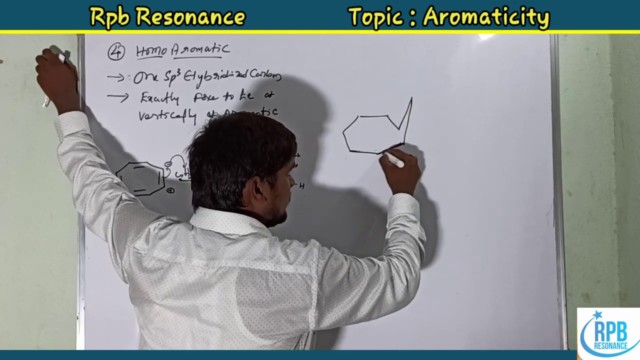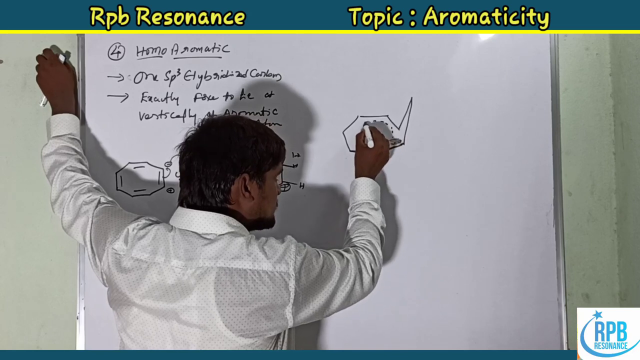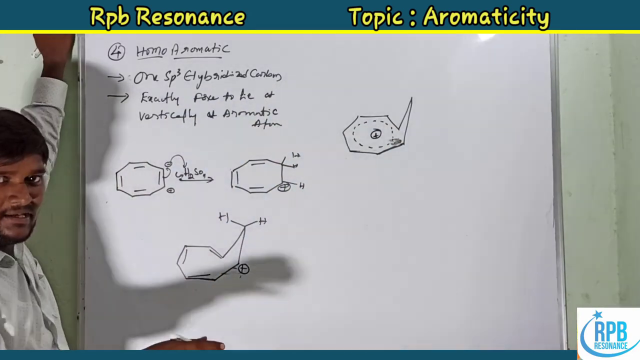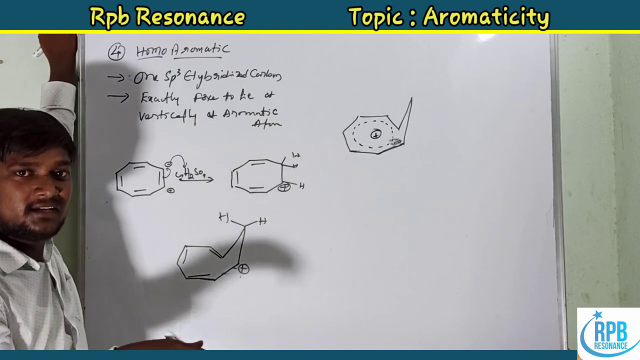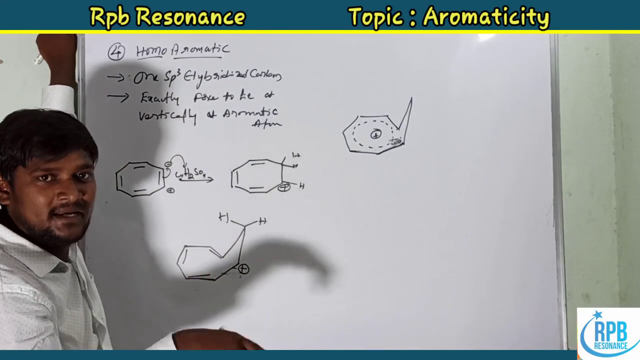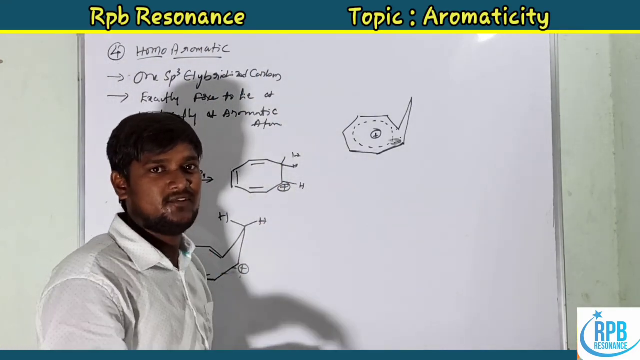So here it is the cation, and all the pi electrons are delocalized like this. Now three pi bonds and one cation means six pi electrons shared by the seven atoms. That means it is aromatic, whatever it may be. Why? Because it is a 4n plus 2 pi electron system, that's why it is aromatic.